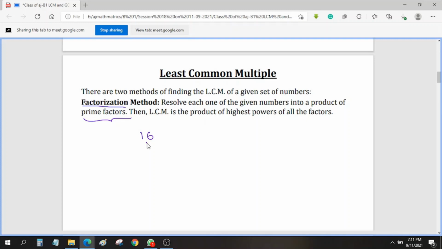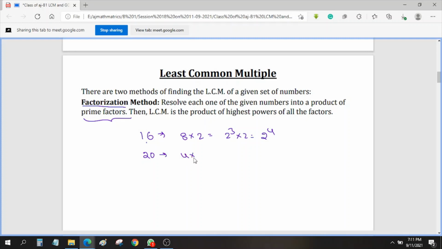So the prime factorization form of 16. 16 we can write as 8 into 2. 8 we can write as 2 cube into 2. So directly we can write it as 2 power 4. So 16 we can write as 2 power 4. That is a prime number power. This is a prime factorization form. Now 20. What's the prime factorization form of 20?